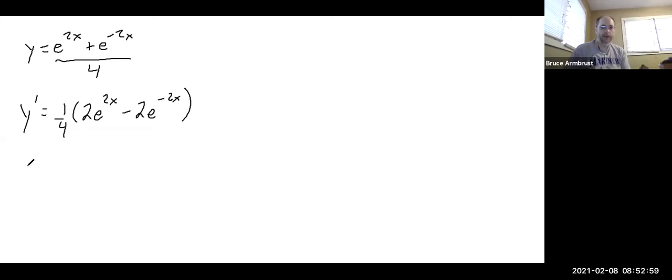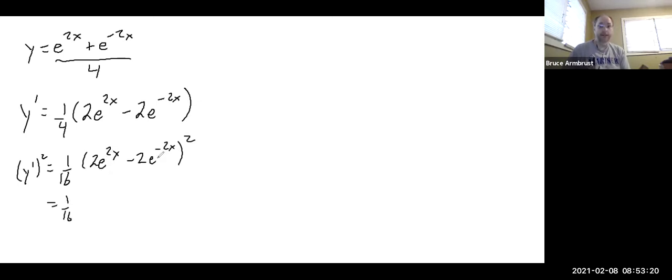So now let's get y prime squared. That's going to be 1/16 times 2e to the 2x minus 2e to the minus 2x, that whole quantity squared. We have to FOIL this out because this is a binomial being squared. You're going to get 4e to the 4x. That's from squaring this. You square the 2 to get 4. You double the exponent. That's the rules of exponents. You multiply them together, so 2 times 2x is 4x.